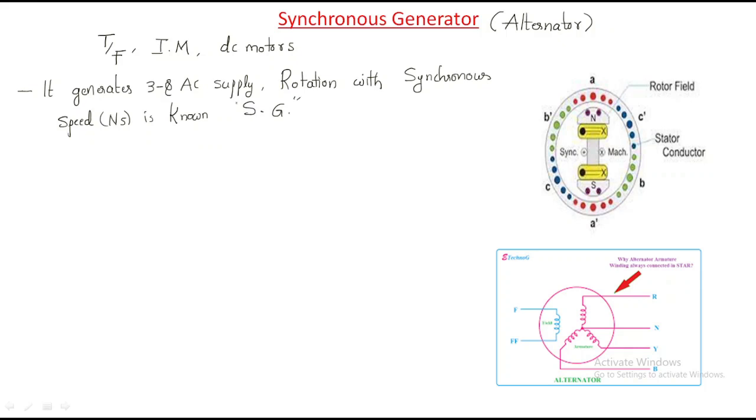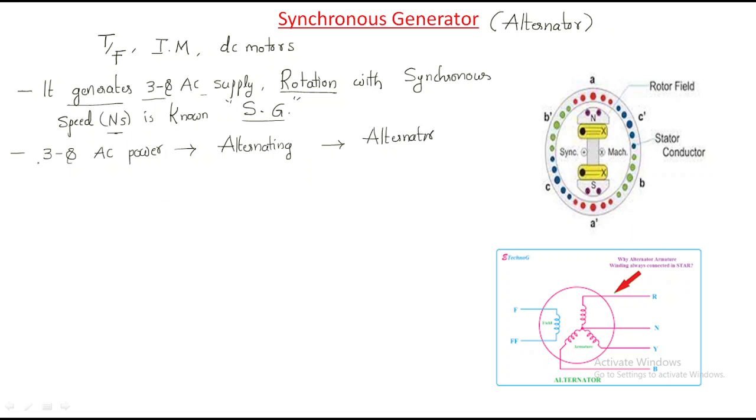Why is it called a synchronous generator? The rotor rotates with the synchronous speed. That's why it's synchronous. It is a generator which generates three-phase AC supply, that's why it's called a three-phase generator. It generates three-phase AC power. AC means alternating quantity, that's why it is called the alternator.